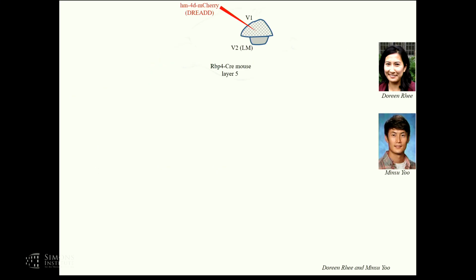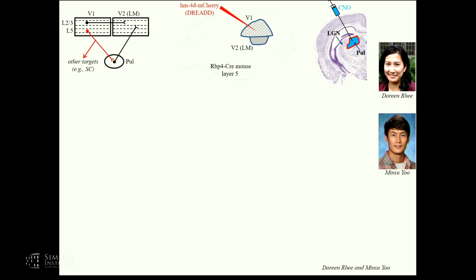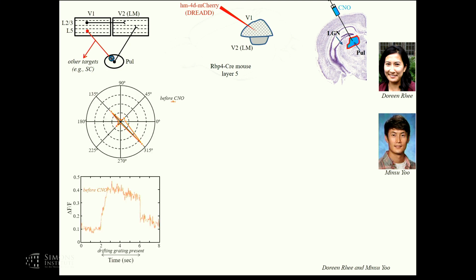So the experiment involves putting the DREADD receptor into V1. And the idea here is that these layer 5 cells pick up the DREADD receptor, and they not only send it to terminals in Pulvinar, but these axons branch quite a bit, and there are many other targets that could potentially affect V2. So to make sure that we're just looking at this pathway here, we put the CNO directly into Pulvinar, which will affect only this synapse and not other synapses of this pathway.